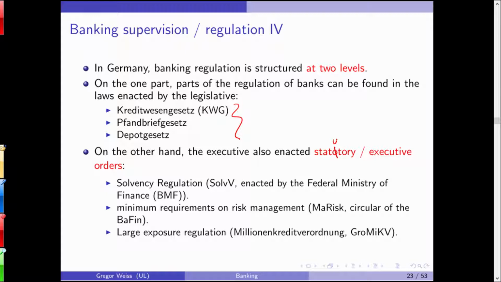And usually these executive orders can only be passed within a very narrow range that has also been ruled by law. You need a law, a Gesetz, for an executive branch to issue an executive order. And I'll give you a very, very good example.